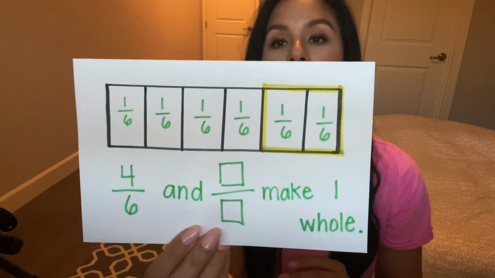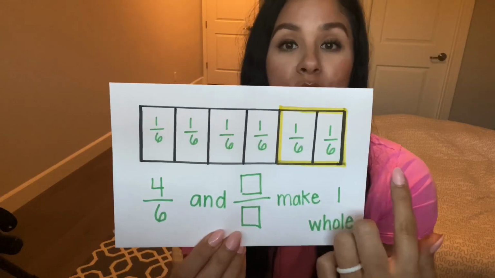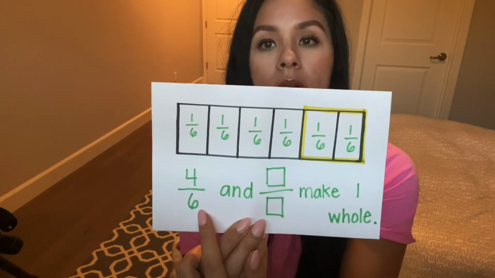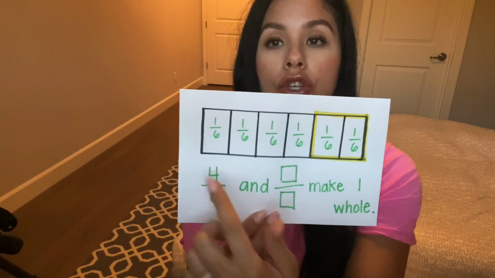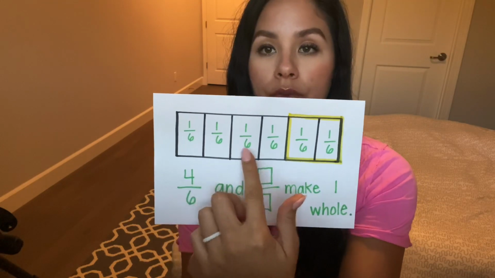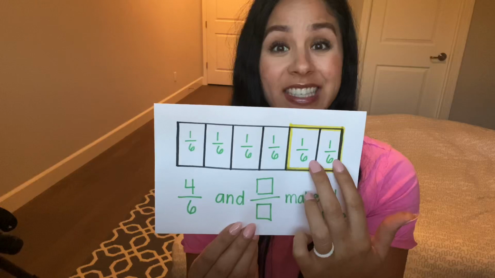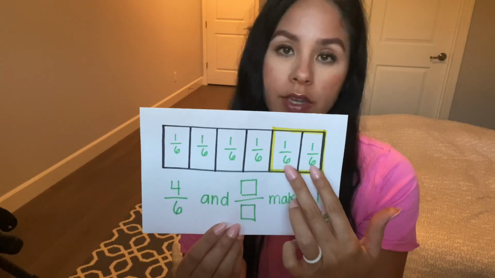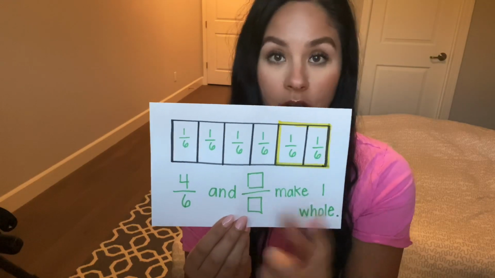So for this example, you can see that this bar is split into sixths. So here they have a fraction for you. They want to know how many more sixths make one whole, okay? So you see 1, 2, 3, 4 sixths here. They want to know how many more sixths make the whole entire bar. So you can see here that this part is highlighted for you and the answer would be 2 sixths make one whole. So I'm going to fill in that blank.